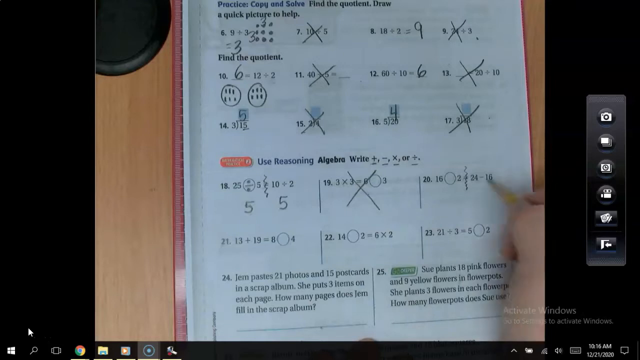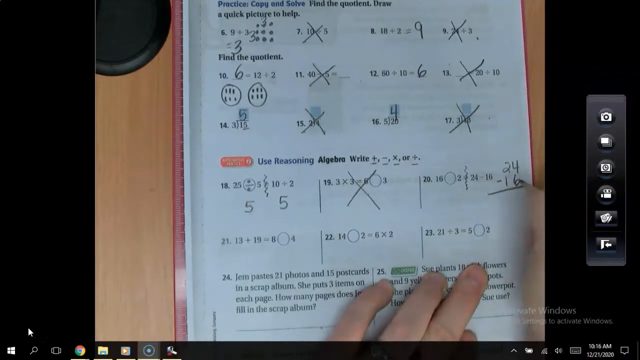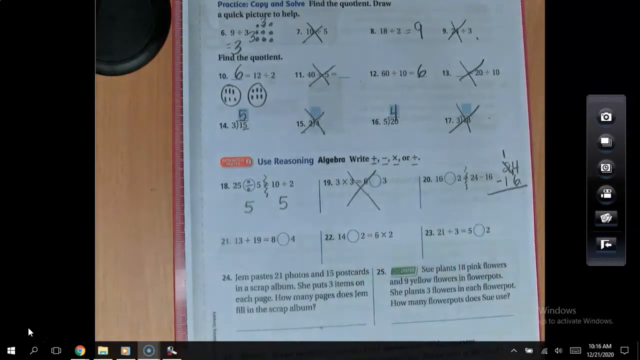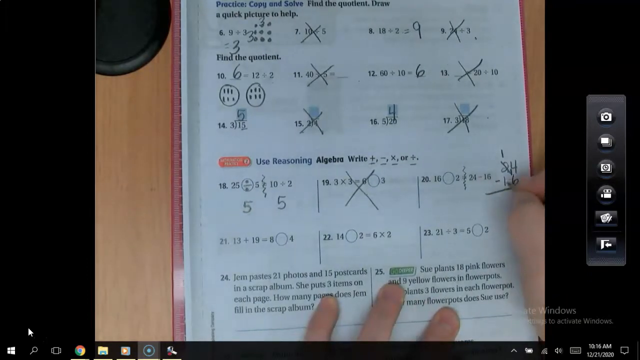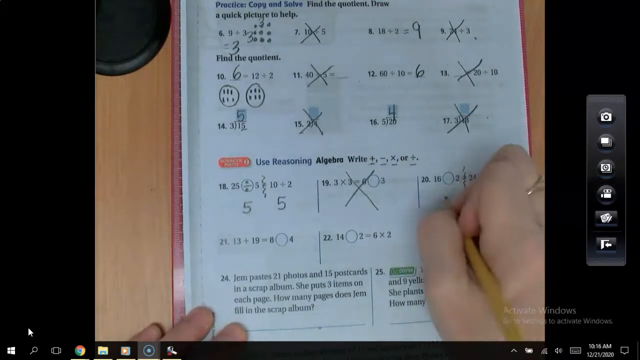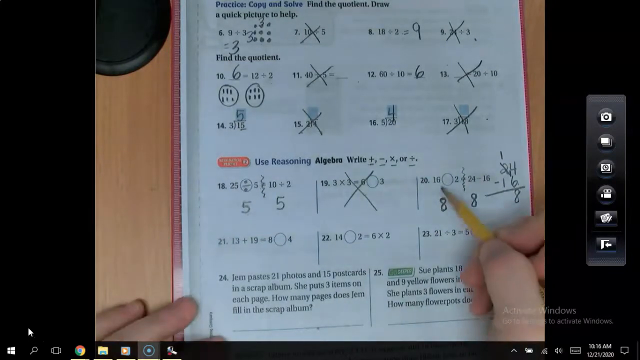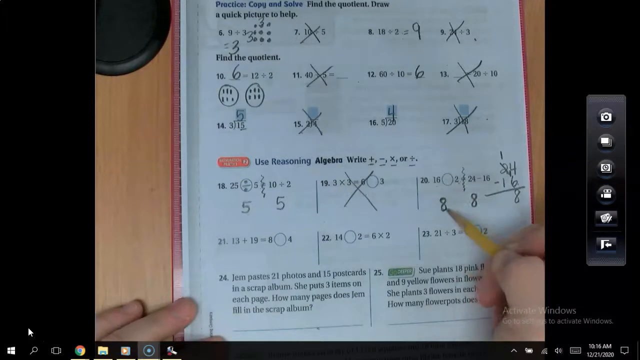So I can solve 24 minus 16. So stack it and subtract it. 4 minus 6, I can't do that. I have to borrow. So now I have 14 minus 6. What is 14 minus 6? 8. And 1 minus 1 is 0, okay? So I need to get 8 on both sides. I have to equal 8 on both sides. So I have 16 and a 2, and I need to get to 8. What am I going to do?